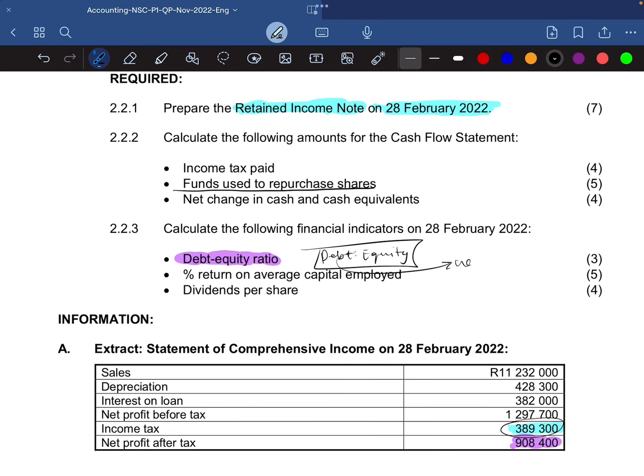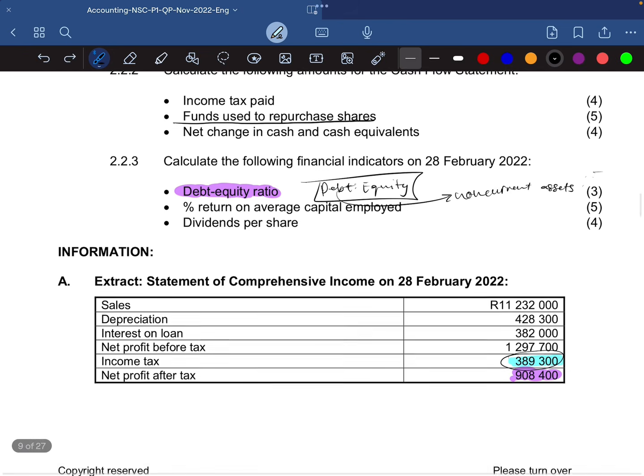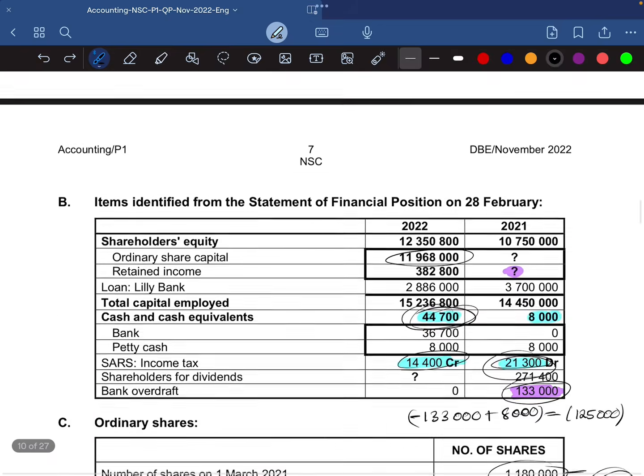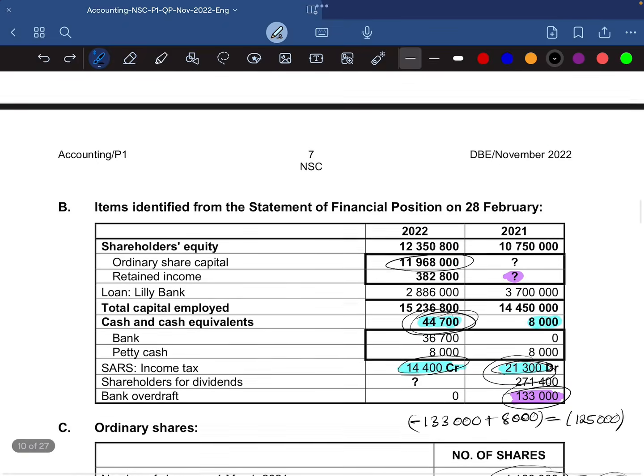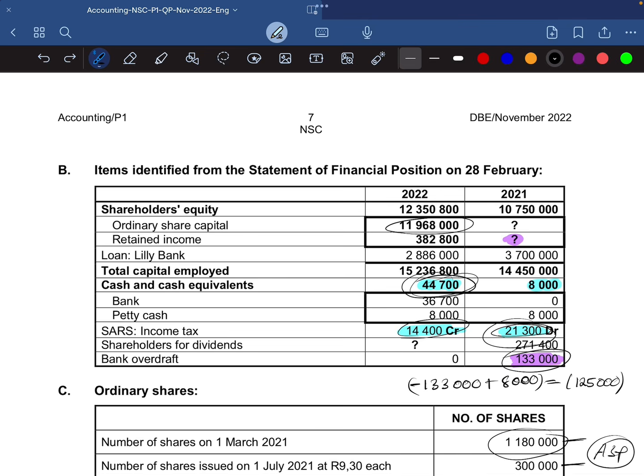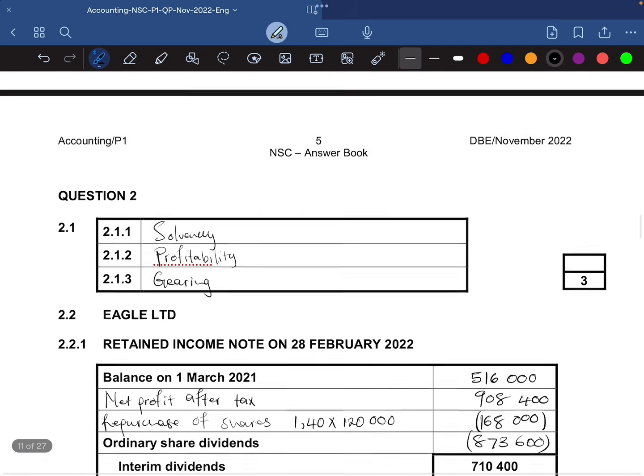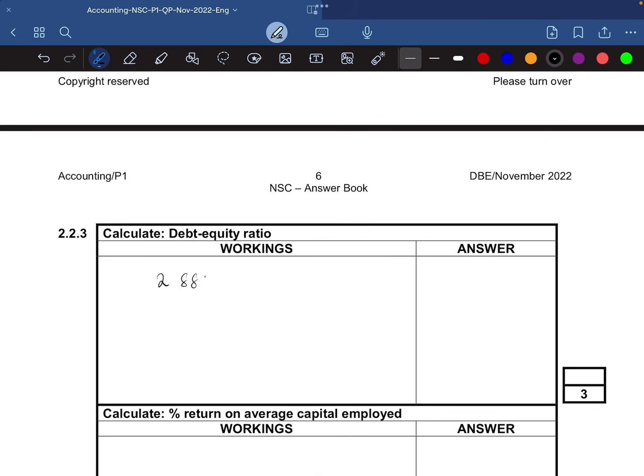So for our debt, we know we're looking at our non-current liabilities, and then we're looking at equity. Excuse my handwriting, it's really quite bad. Let's check what we are given in information B. There's total capital employed, but we cannot use that. There's ordinary share capital and retained income, which form our equity, and then we have a loan, which is our non-current liability. So we have a loan of 2,886,000. That's pretty straightforward.